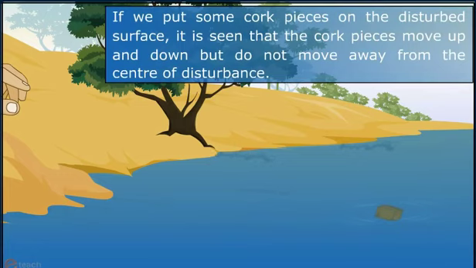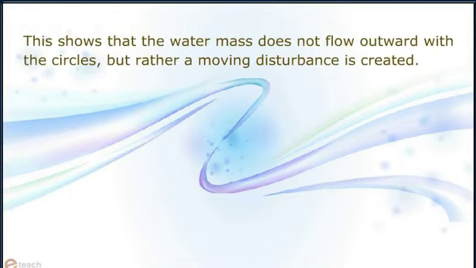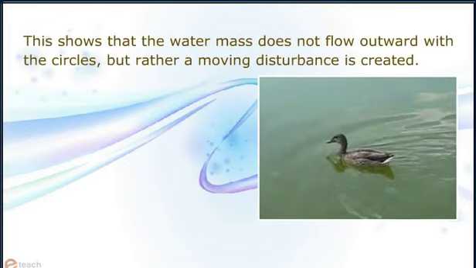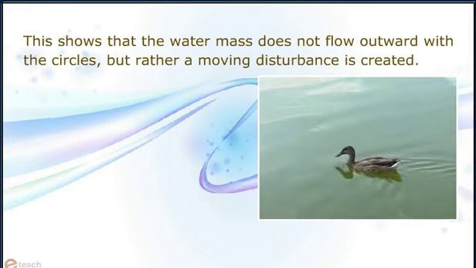If we put some cork pieces on the disturbed surface, it is seen that the cork pieces move up and down but do not move away from the center of disturbance. This shows that the water mass does not flow outward with the circles, but rather a moving disturbance is created.